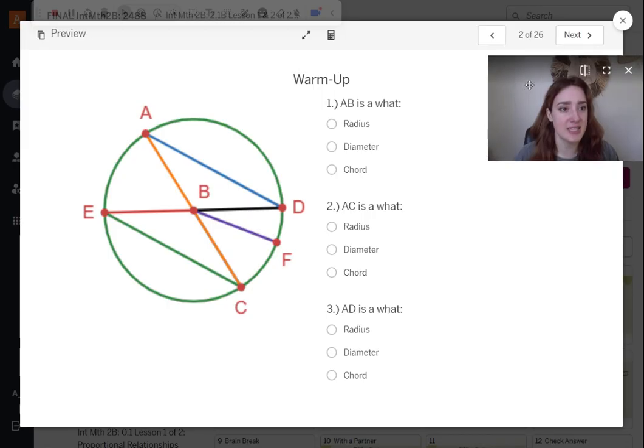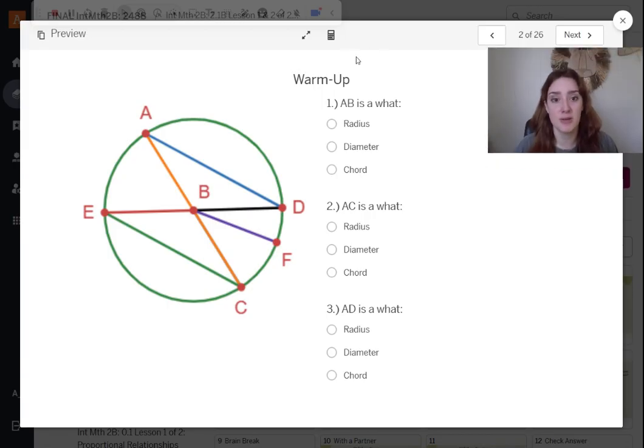All right, so here on slide 2, this is going to be our warm-up. I'd like you to try this on your own, and then I'll go over the answer in a moment, but I'll read through what's going on first. So first question is AB is a what? Is that a radius, diameter, or chord? And then next, same three options, AC, which one is that? And lastly, AD, which one is that? Radius, diameter, or chord? I encourage you to pause this video, try this on your own, and then come back when you're ready to check your work.